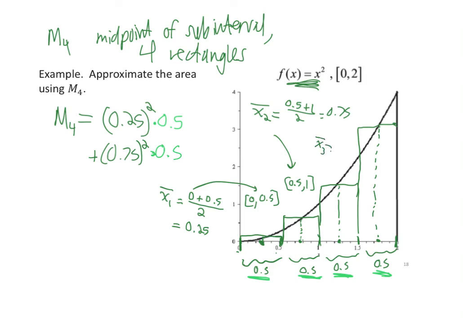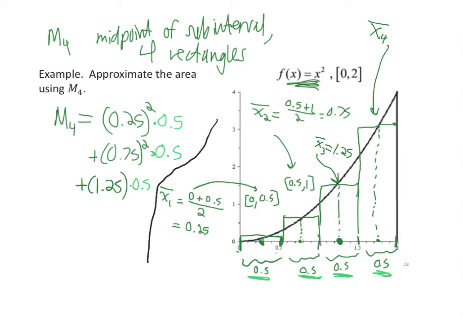Next, x3 bar, which is going to be the x value that gives us this height, that's going to be 1.25. We can calculate it the same way as we did the others, but I'm just going to keep this moving. And then finally, the last rectangle, the x value associated with it, we're going to call it x4 bar. That's the midpoint of the interval 1.5, 2, which is going to be 1.75. We plug that into the function. Oops, I forgot to square the 1.25 here. Sorry about that. 1.75 squared times 0.5. Now calculate this and see what you get.